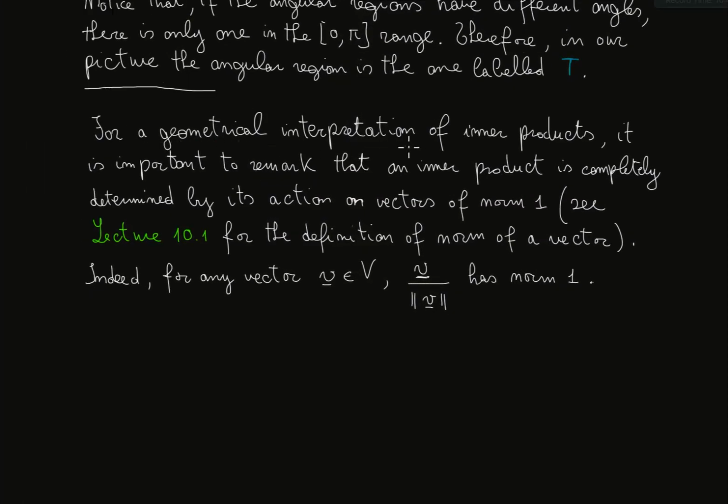For a geometrical interpretation of inner products, it is important to remark that an inner product is completely determined by its action on vectors of norm 1. See lecture 10.1 for the definition of the norm of a vector. In the rest of the lecture, we will try to relate inner products with the angle between vectors. Indeed, for any vector v in the vector space V, v divided by the norm of v always has norm 1.